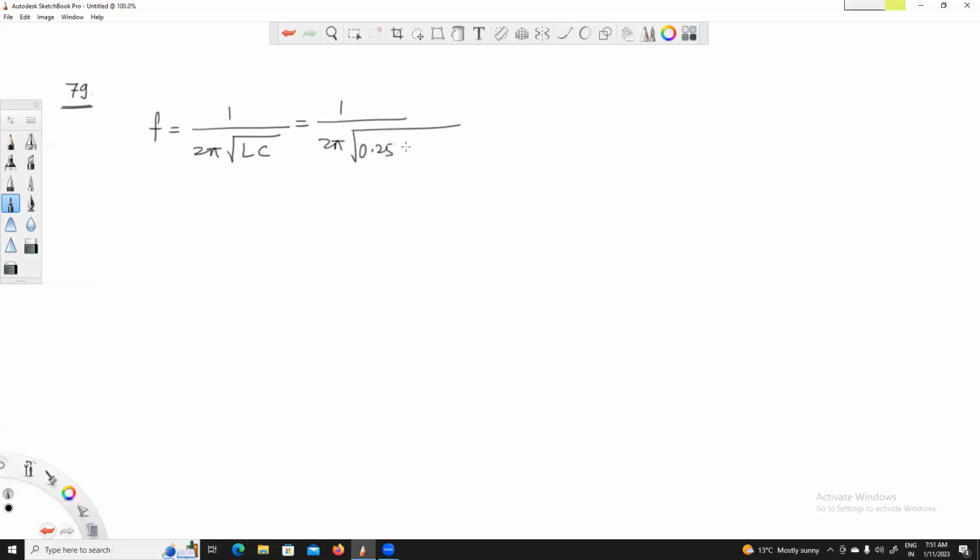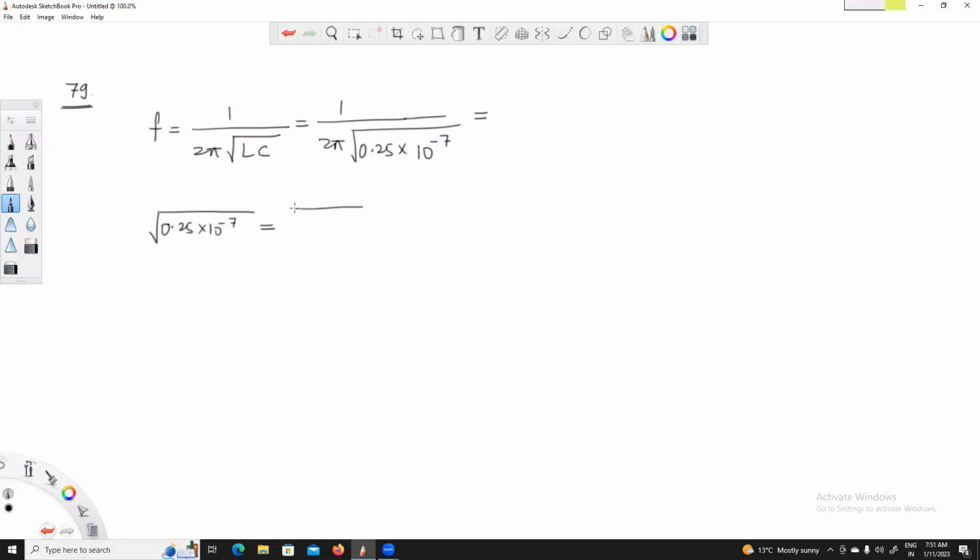This is 0.25 into 0.1 micro. 0.1 micro is 10 raised to minus 7. This is what is to be found. Let me find the square root of this particular thing first. So the square root of 0.25 into 10 raised to minus 7.